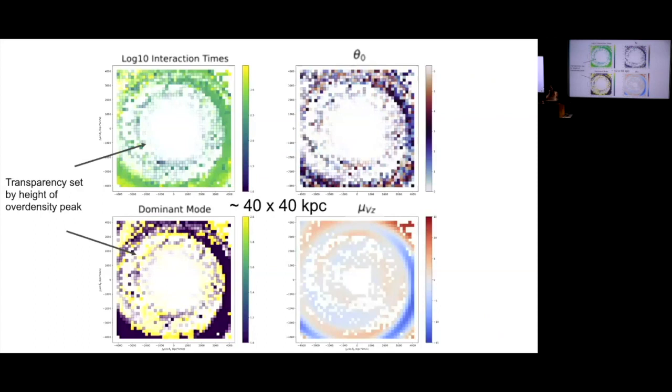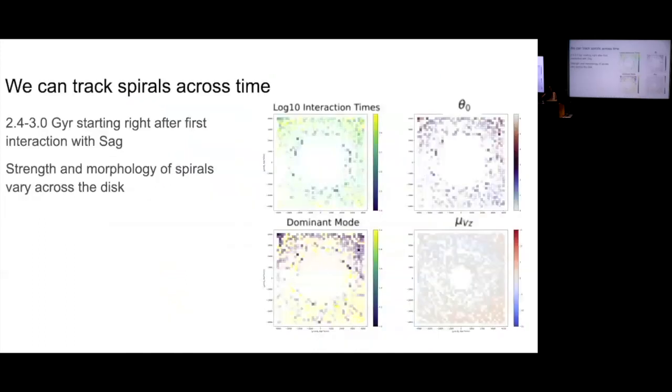Cool. So this is just for a single snapshot. You can already see lots of structure in the different metrics that we're measuring, especially a very interesting structure in the dominant modes we see in different locations in the disk. But even more exciting was that we can do this across time, across a range of snapshots, and track the evolution of our spirals throughout the simulation. I'm going to show a movie that tracks from about 2.4 to 3 gigayears, starting right after the first interaction with Sagittarius in the simulations. You'll see that the strength and morphology of the spirals vary across the disk throughout time.